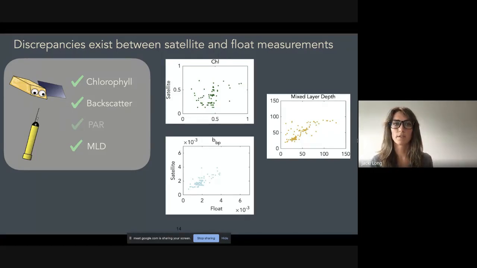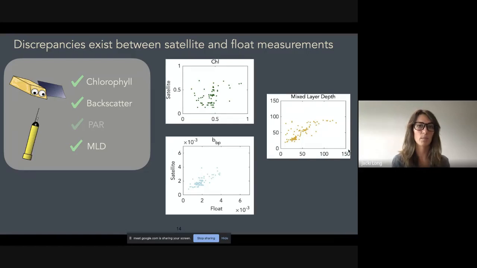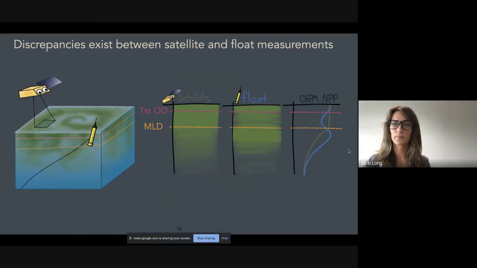So for example, the satellite is measuring absorption of chlorophyll. The float is measuring chlorophyll based on fluorescence. And so if you look on the graphs to the right, you see the difference between the float input data on the x-axis and the satellite input data on the y-axis. And there's some scatter in all of these comparisons, but the most scatter is in chlorophyll, which may end up leading to differences between these estimates later on.